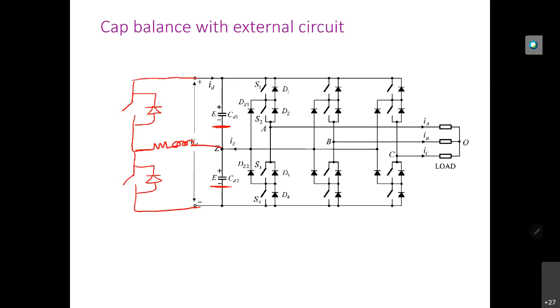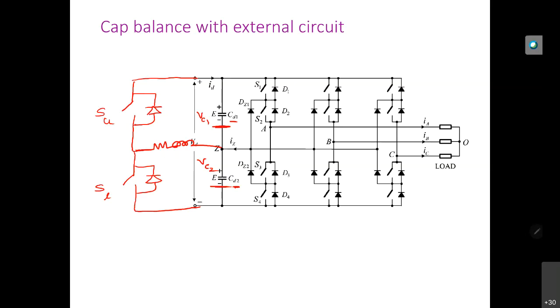That is used to balance the capacitor voltages, right? Say this voltage is VC2 and this voltage is VC1, the capacitor 1 voltage and capacitor 2 voltage. Assume that this switch is SU, the upper switch, and this is SL, the lower switch. So this is a simple chopper circuit, a simple DC-DC converter circuit.